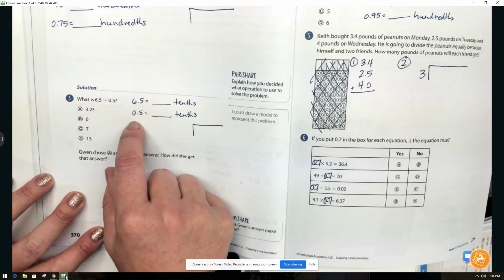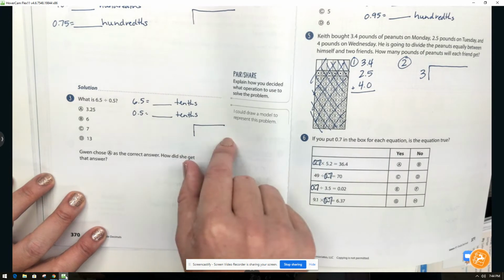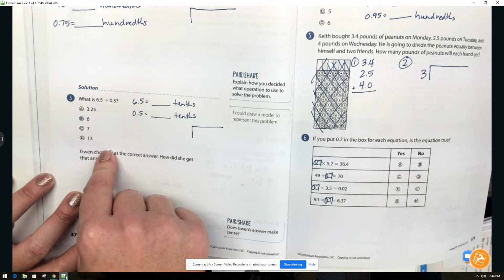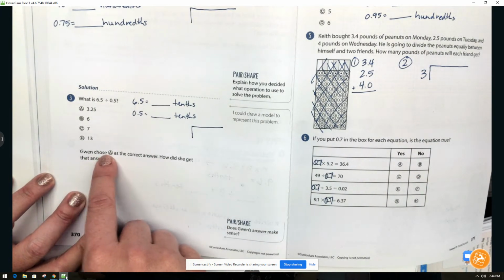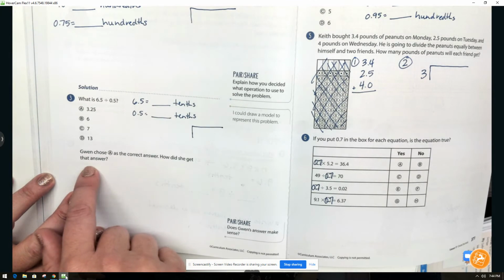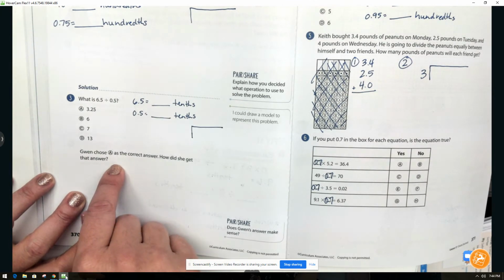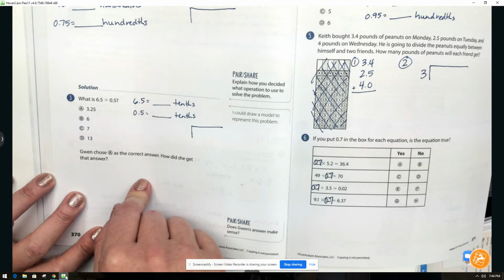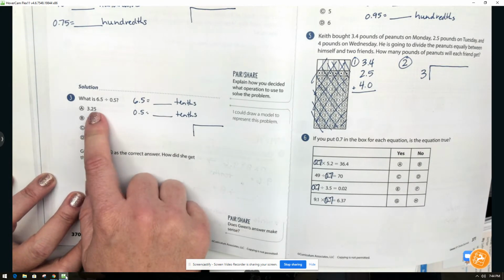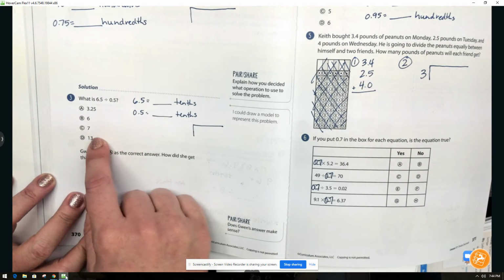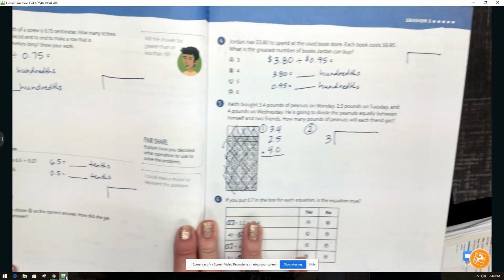For number 3, it says, what is 6 and 5/10 divided by 5/10? Go ahead and change both of them into tenths, and then do the math and find your answer. Now, Gwen chose A as her correct answer. How did she get that answer? And I will tell you that Gwen is not right. So see what you think she did to get that answer. But your answer is not going to be A.